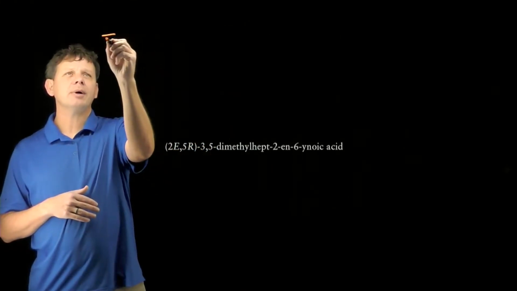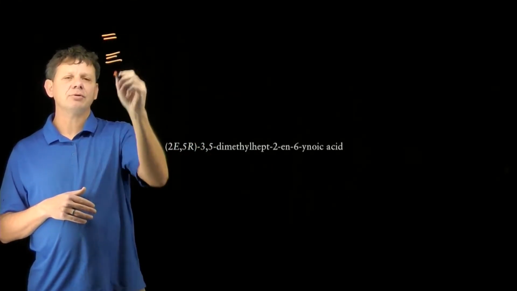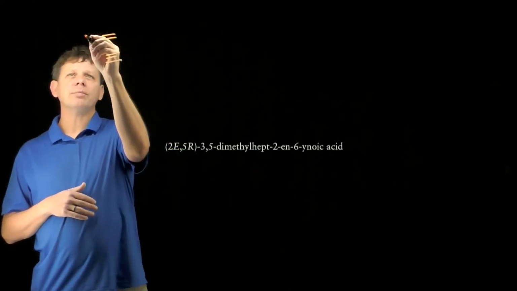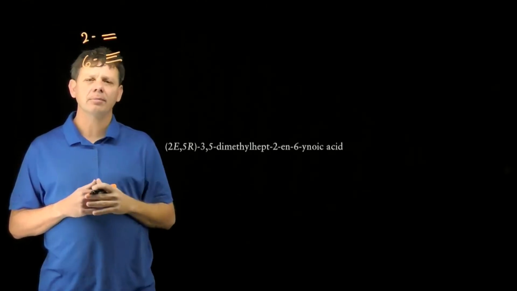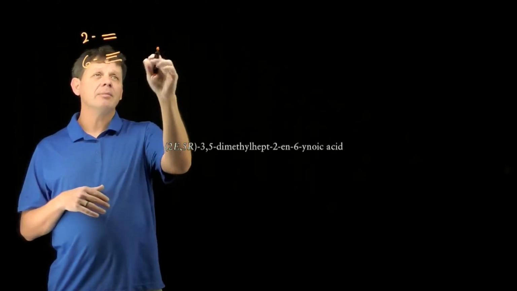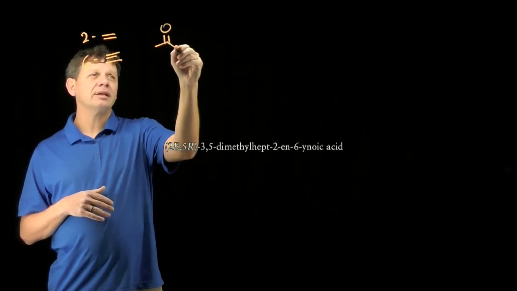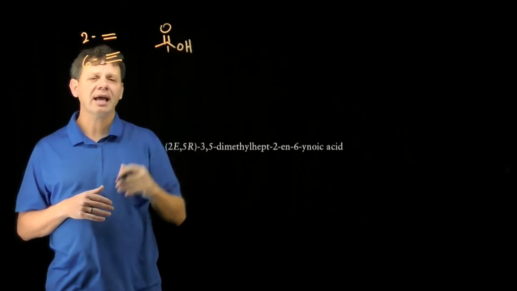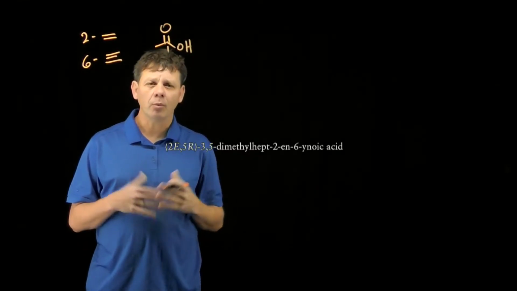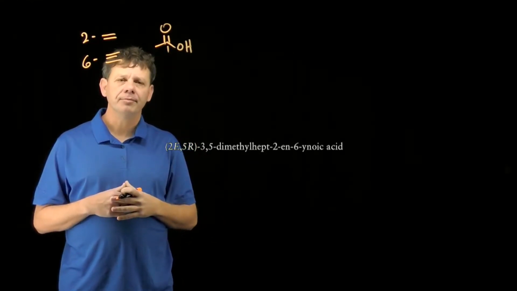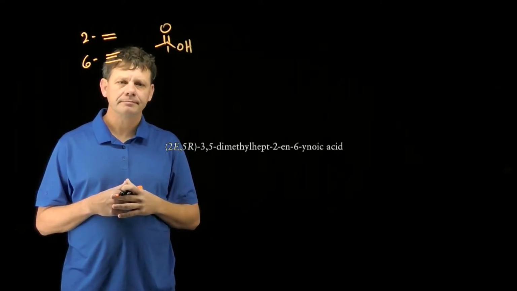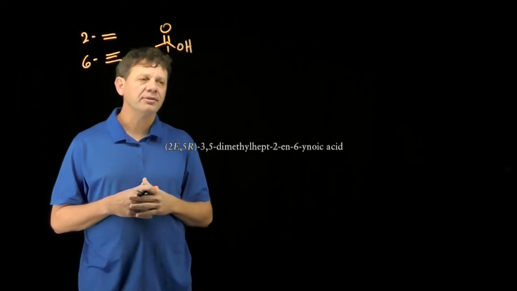means we're going to have a double bond in the molecule and we're going to have a triple bond. Our double bond will be at the 2 carbon. Our triple bond will begin at the 6 carbon. The name of the molecule ends in carboxylic acid, so we know we're going to have a carboxylic acid that represents the 1 carbon. And then we're going to have methyl groups at carbon 3 and carbon 5. And so let's get started.